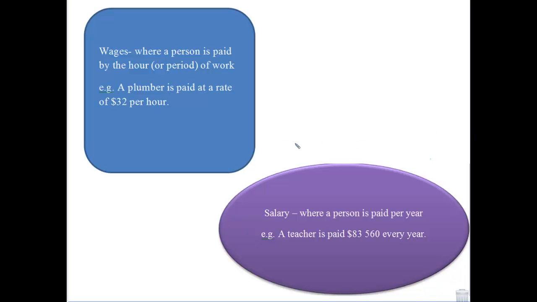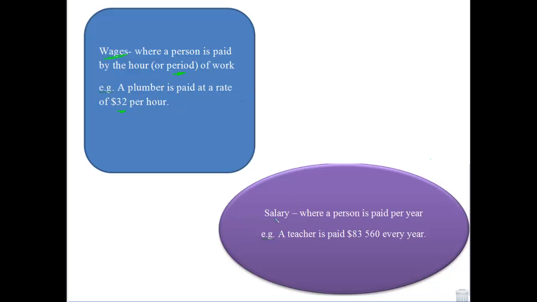Now, you might know people who are on wages and salaries. What differs between them is that a wage is where people are paid by the hour. When they are advertised, they might be advertised for, say, a plumber who gets paid $32 an hour. It might not be per hour, it might be per day, but it's per period of work. So it's usually shorter periods of work, it could even be 15 minutes or half an hour. Usually it's the hour though that people get paid their wages.